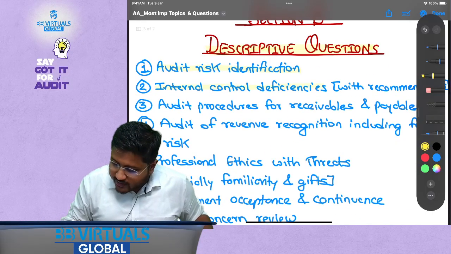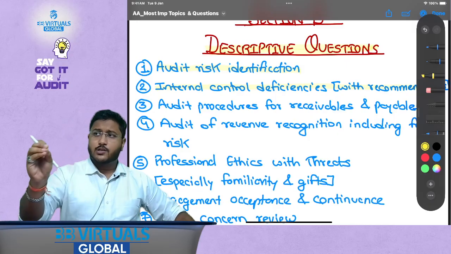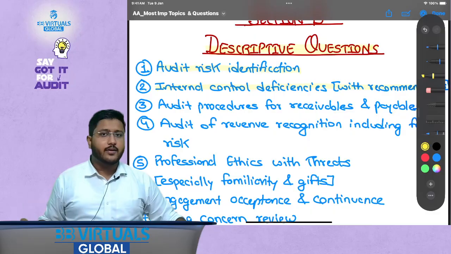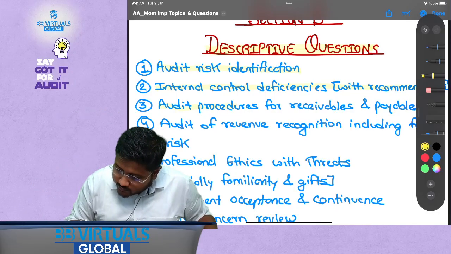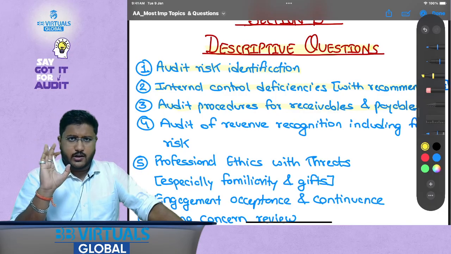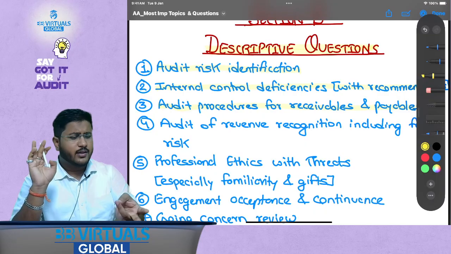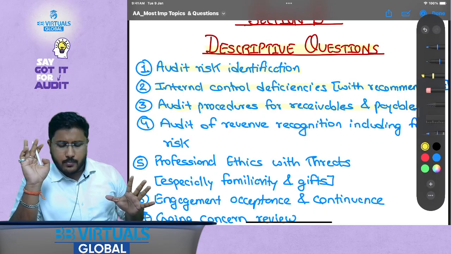Then internal control deficiencies with recommendations for improvements as well. That is, you will be asked to test the internal controls and identify the deficiencies, and sometimes communicate those deficiencies to management and those charged with governance as well. Then audit procedures for receivables and payables. Although audit procedures are important for multiple other areas, the most frequently tested areas are receivables, payables, cash and bank balances, research and development expenditure, and property, plant and equipment.